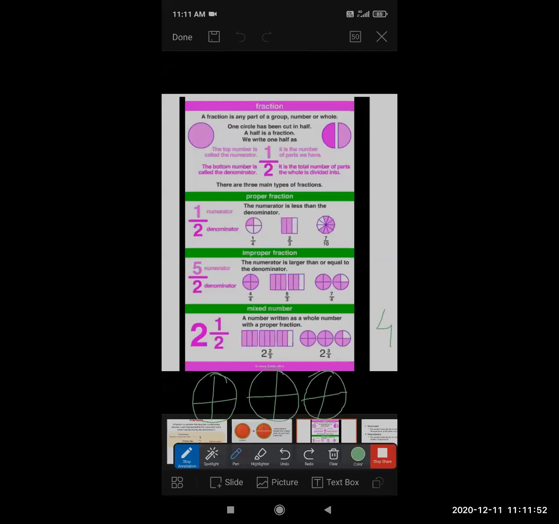Now I'm going to give the colored part. Wait a second. This is the colored part. This is the colored part. These both are the colored part. Here also the colored part. Now you want to count the denominator. Tell me what will come here as the denominator?